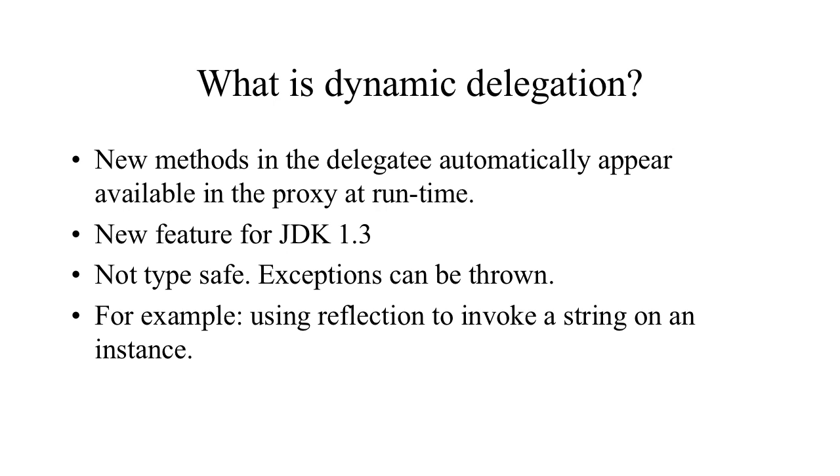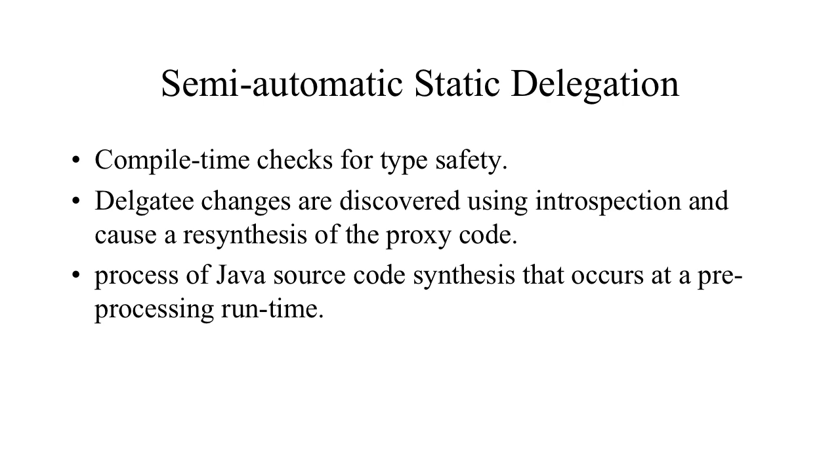Dynamic delegation is different. That's new methods in the delegatee automatically appearing as available in the proxy at runtime, and that's a new feature for JDK 1.3. It's not type safe. Exceptions can be thrown, and using reflection to invoke a string on an instance may in fact cause the string to throw an exception at runtime.